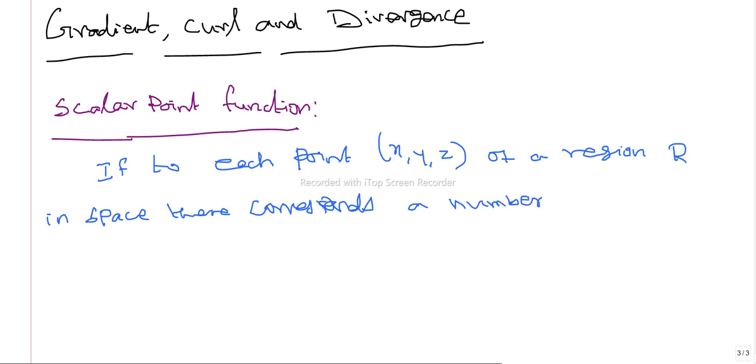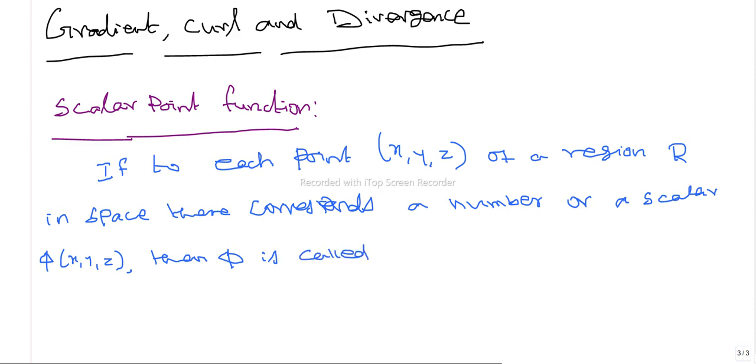For each triple we have to assign some number or a scalar. A number we can call our scalar phi. But this phi depends on this point x, y, z. That's why I am writing here. Such a phi function is called a scalar valued function, or a scalar point function, and sometimes called a scalar field. Okay, we will discuss later.